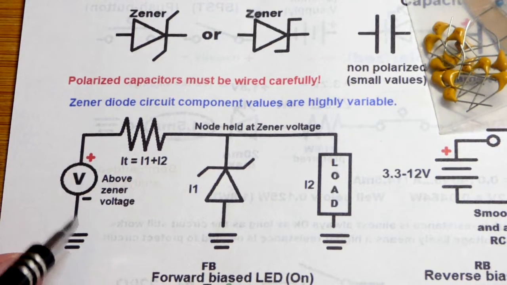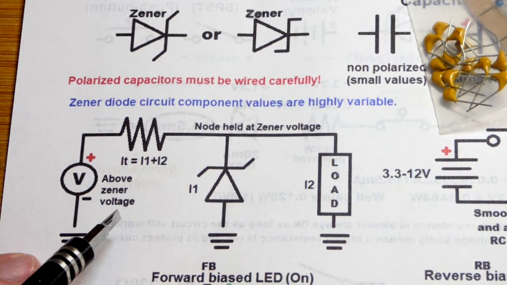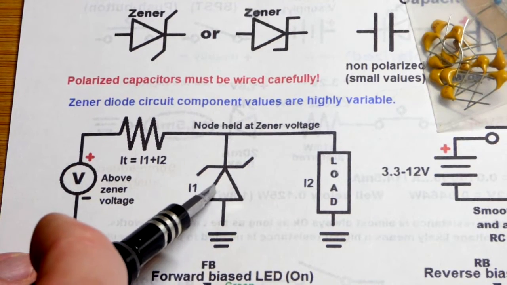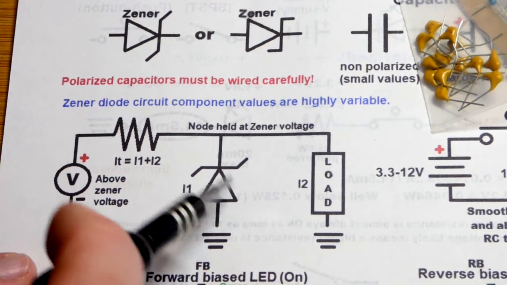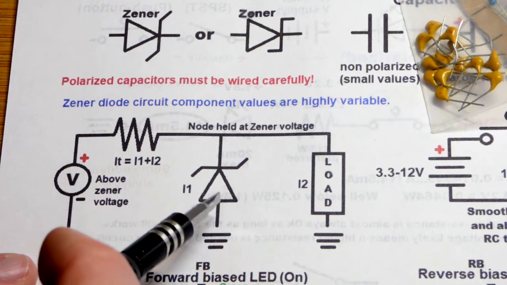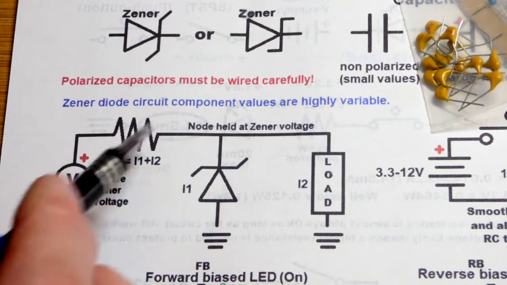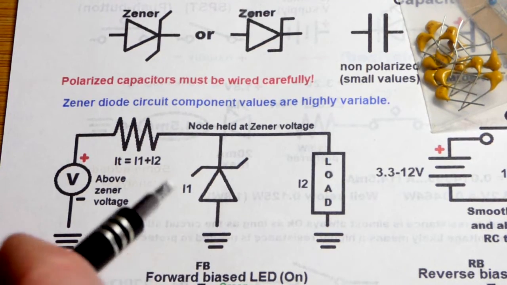You have a power supply, a certain voltage, it has to be above the Zener voltage. And there's a lot of variables. You pick the Zener diode with the voltage you want. So they come in different voltages. That's the voltage they block. Well, reverse bias. So you can see that's the cathode. That's the more negative side. The anode, the more positive side usually.